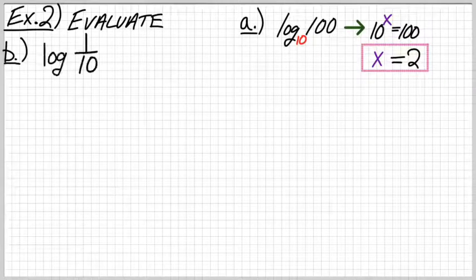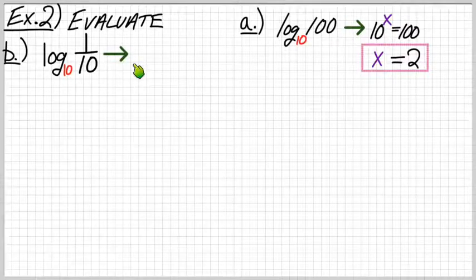Okay, the second one here, part B. Evaluate log of 1 over 10. And again, this is also a nice number. So how do you move forward from here? Well, you know there's a little 10 here, even if it's not there. On the log, there's a little 10.